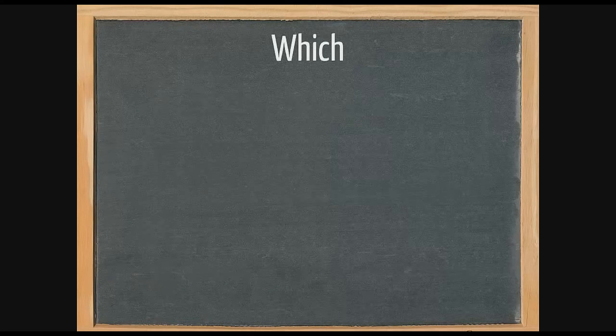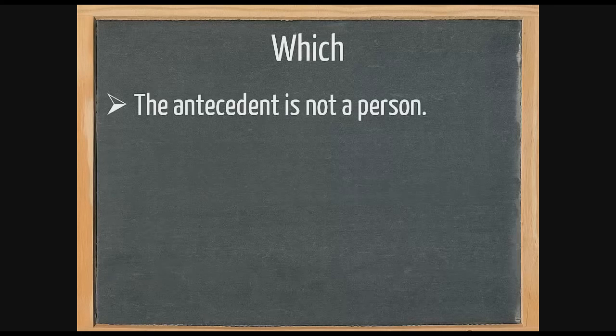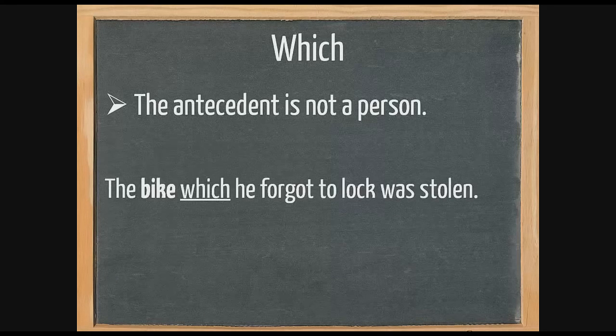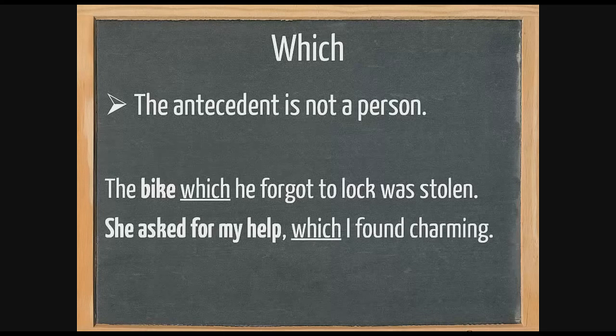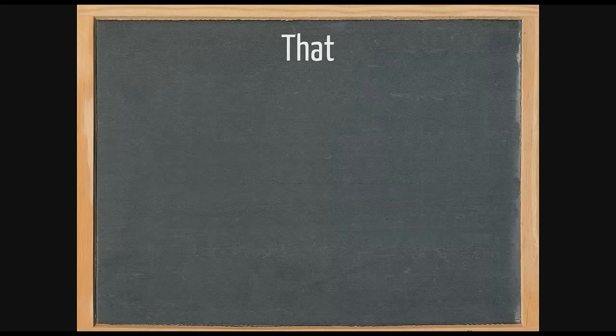Now let's take a look at the word which. We use which when the antecedent is not a person. For example, the bike which he forgot to lock was stolen. She asked for my help, which I found charming. In the first example, bike obviously is a thing, so we use which. She asked for my help here is an entire clause, so again we use which.